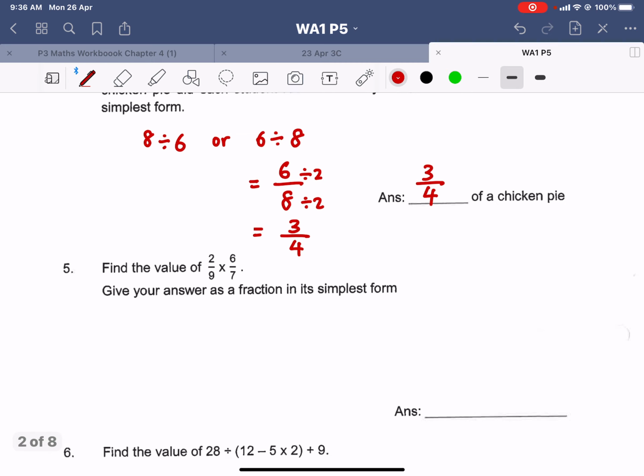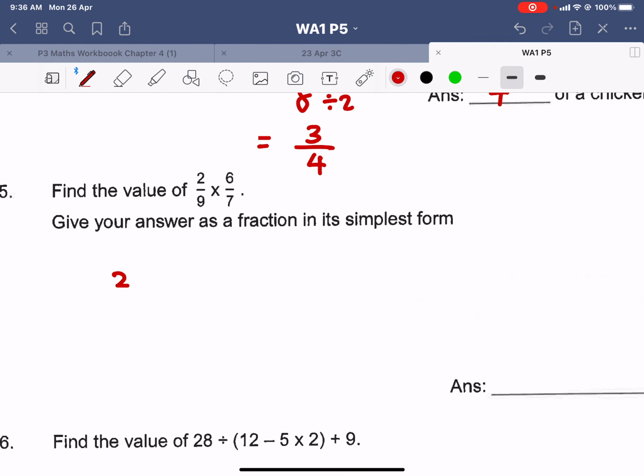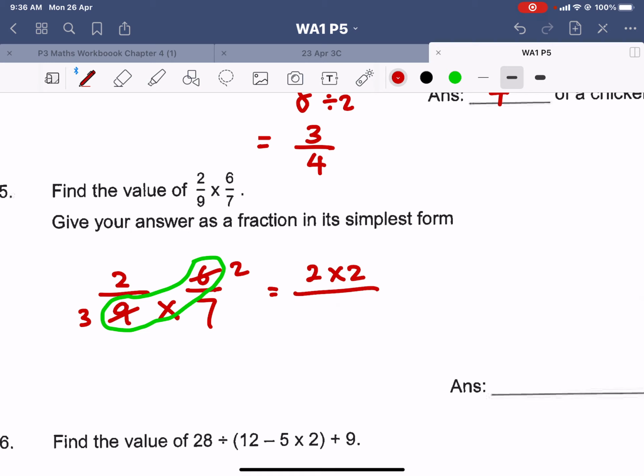Question number 5. 2/9 times 6/7. Going by the cancellation method, we are trying to cancel out 9 and 6 to simpler form. Divided by 3, divided by 3, we get 3 here. So 2 times 2 over 3 times 7 would be 4/21, right? 7 times 3 is 21. So the answer is 4/21.